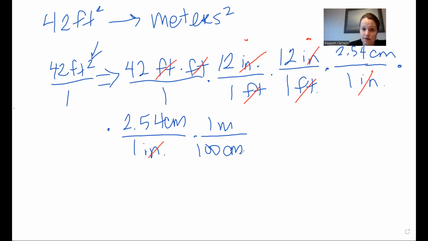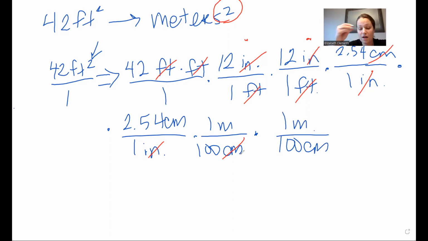Now I need centimeters. This centimeters crosses off with this centimeters, but I still have this centimeters. I have a meter, but I need meters squared. So now we're going to multiply again by our 100 centimeters per 1 meter. But the centimeters has to be in the denominator, so 1 meter per 100 centimeters.